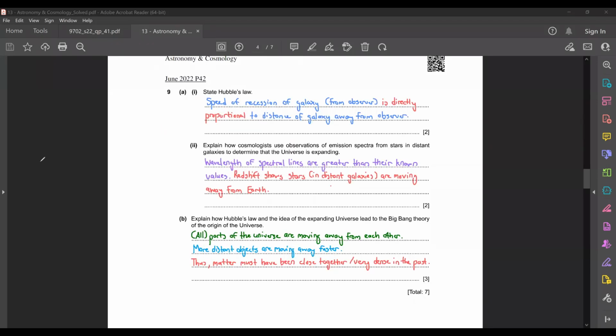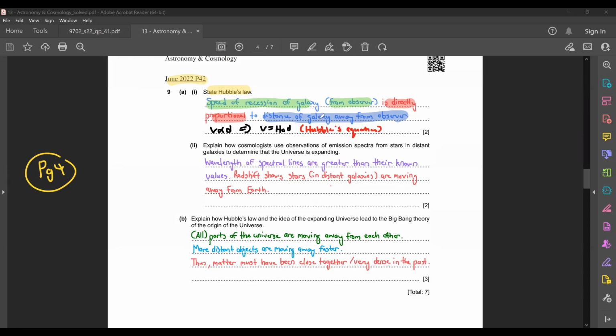Now for the last question in page 4 of your worksheet, you have June 2022 P42. For the first question, state Hubble's law. Hubble's law states that the speed of recession of your galaxy from observer is directly proportional to the distance of the galaxy away from the observer. You could say that V is directly proportional to D, and then when you want to get rid of the proportionality sign, you introduce a constant, which is your Hubble constant, such that now V equals H naught D. This is what you know as Hubble's equation.